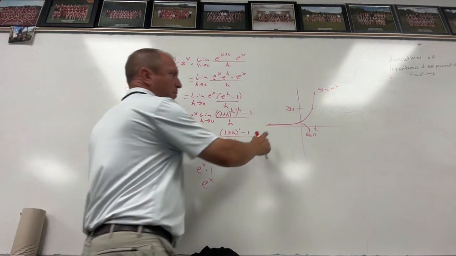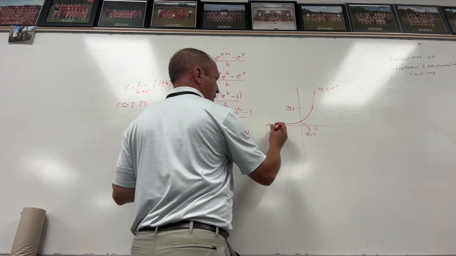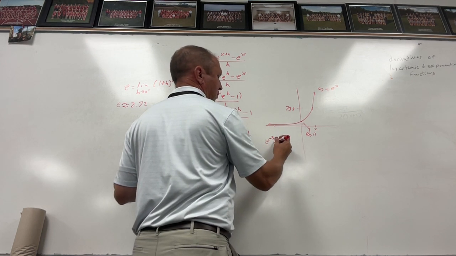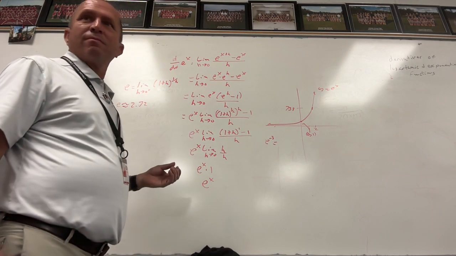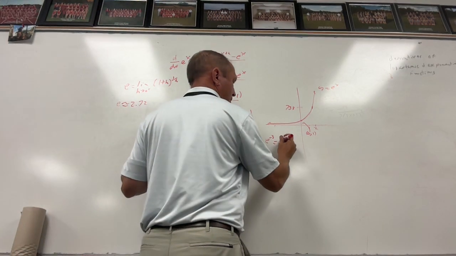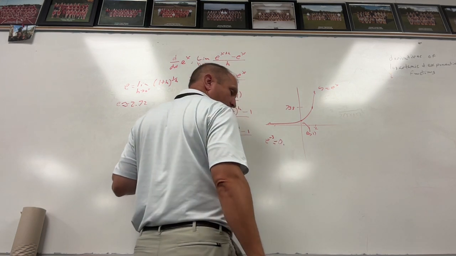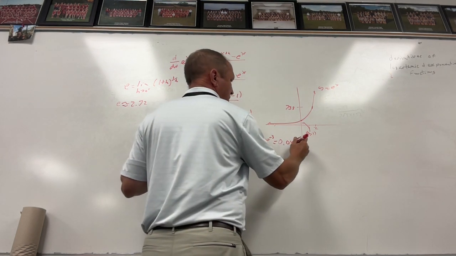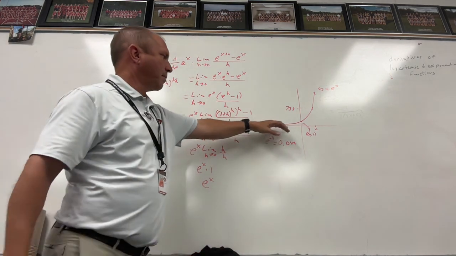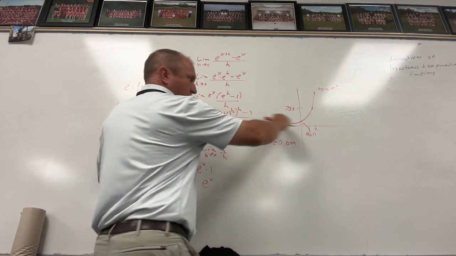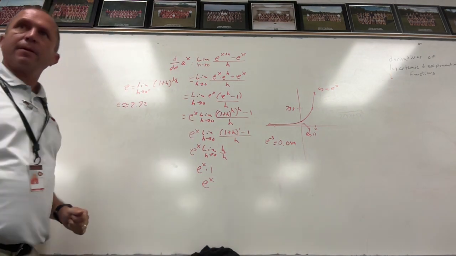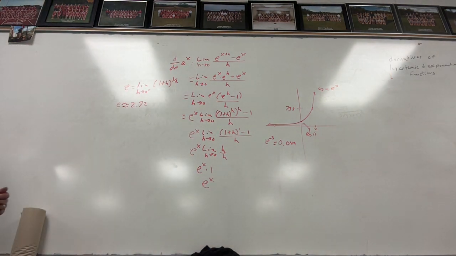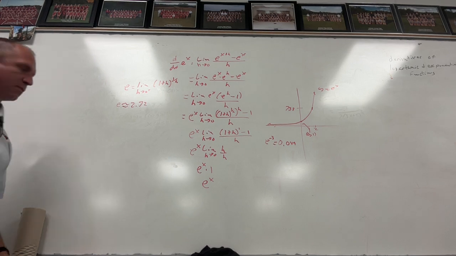These slopes right here are really small, right? What would e to the negative third equal? Really small. 0.05? We have a very tiny slope right there. But look, it's increasing coming left to right, but the slope is very tiny. So that's what we get there. So e to the x is its own derivative.